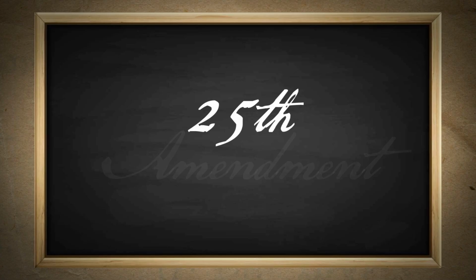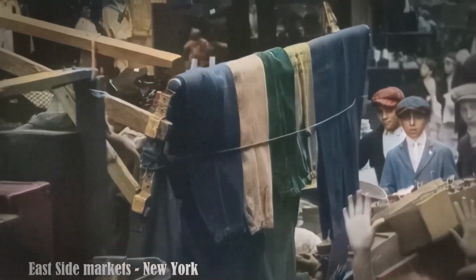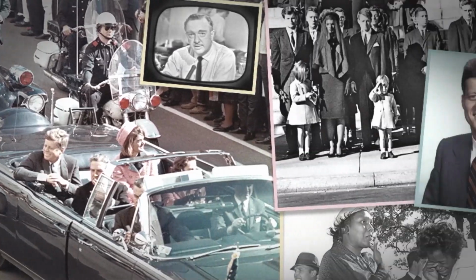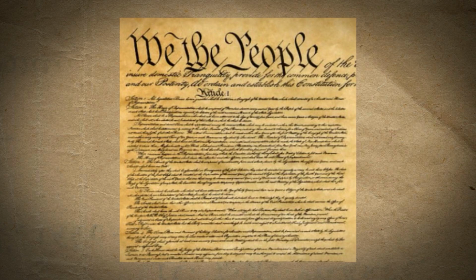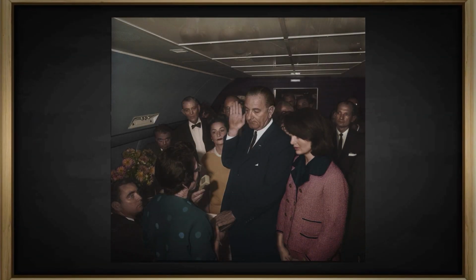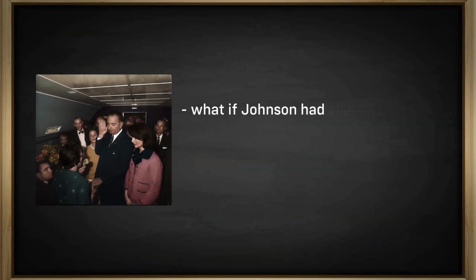To understand the 25th Amendment, we need to rewind the clock to one of the darkest days in American history. November 22nd, 1963. President John F. Kennedy was assassinated while riding in a motorcade in Dallas, Texas. The shocking tragedy plunged the nation into mourning, but it also revealed a disturbing gap in the Constitution. At that moment, Vice President Lyndon B. Johnson was sworn in as president, but what if Johnson had also been shot too?